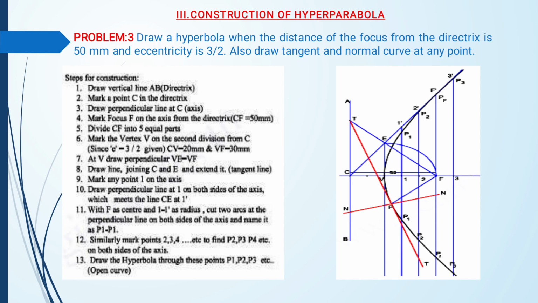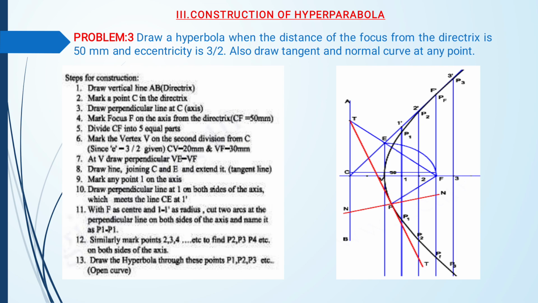After that, we can fix the vertex point. From that vertex point, draw a line joining C and E and extend it. Other lines are extended as needed, as many lines as we need. Mark any point 1 on the axis. Like that, 1 dash, 2 dash, 3 dash, 4 dash lines are extended, with the focus as the center and 1 dash as the radius. Cut two arcs at the perpendicular line on both sides of the axis.